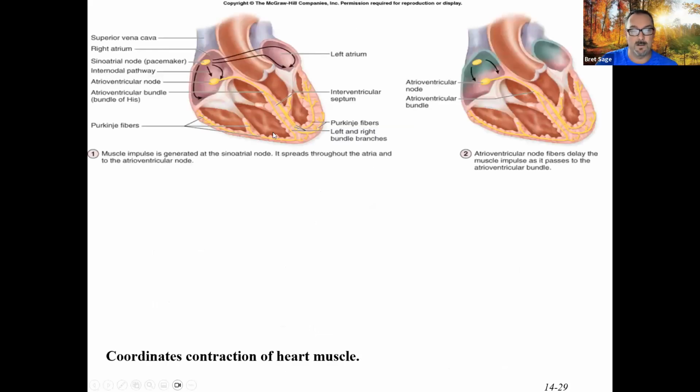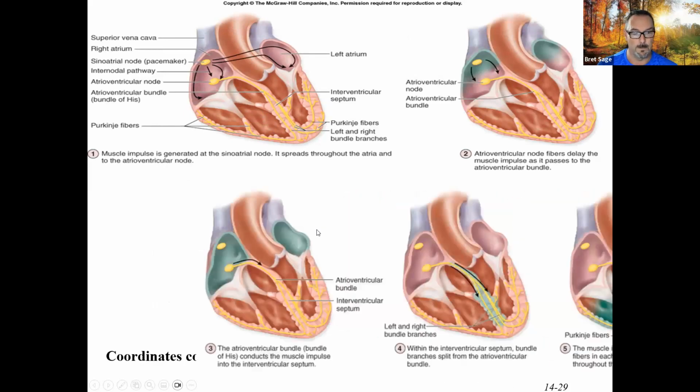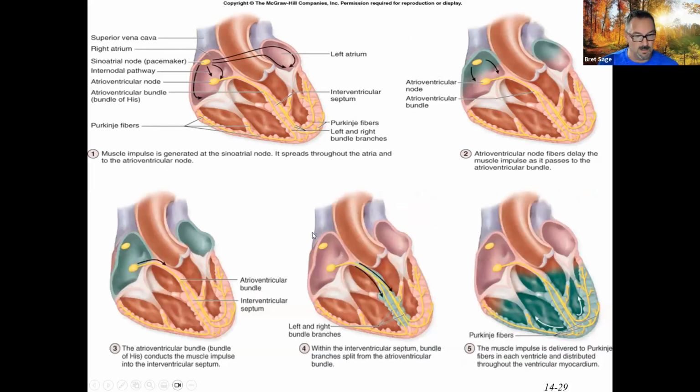So you can see here, this is how it's set up. The signal spreads down through the interventricular septum, and then the Purkinje fibers spread out through the ventricles, allowing the ventricles to start their contraction at the apex and upwards towards the base. And as I just explained, this image shows you how that works. So take a look at it. If you have any questions, please let me know.